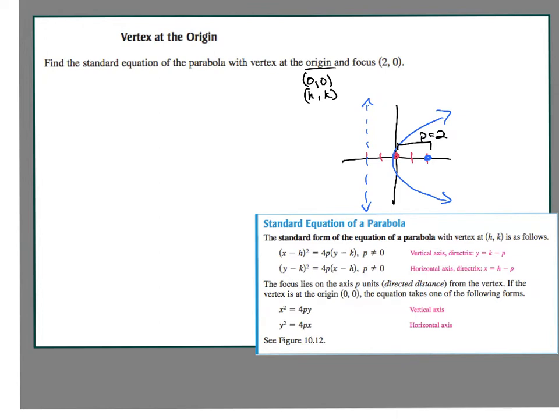All right? And so now I'm ready to substitute it in my equation. Is this going to be an x squared or a y squared? It's a y squared. So now I have (y minus, well, what's my y for my vertex? 0) squared is equal to 4 times whatever my p is. In this case, my p is 2, and then times (x minus 0). And so now I'm just going to simplify it up. So I end up with y squared is equal to 8x.